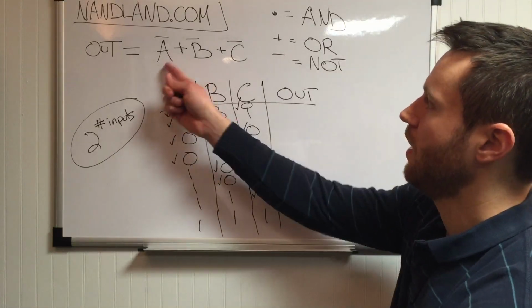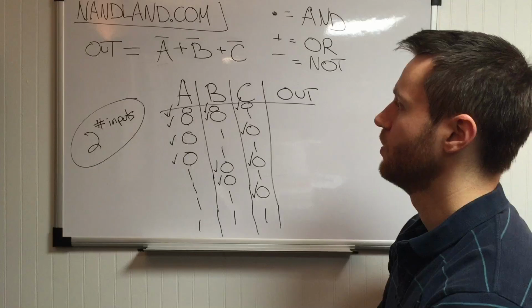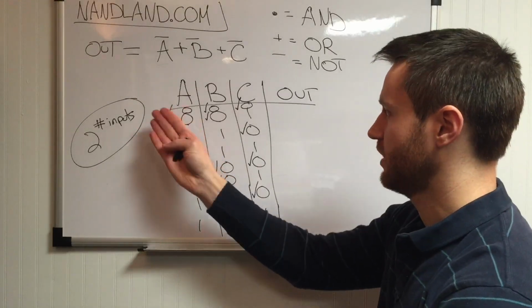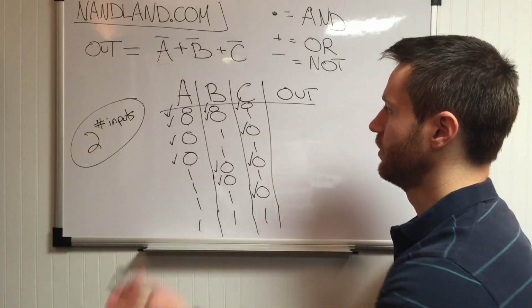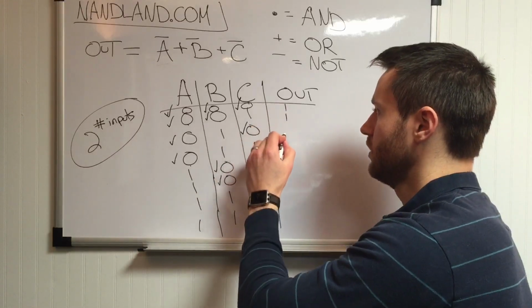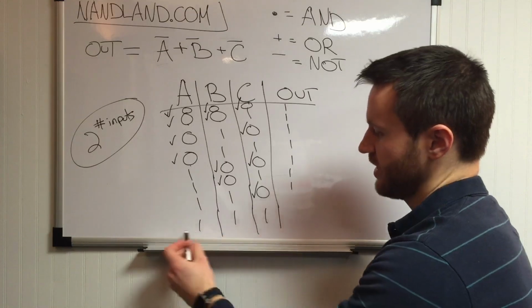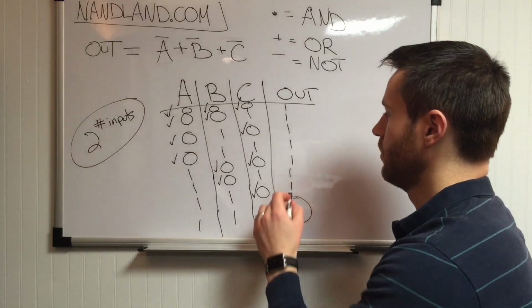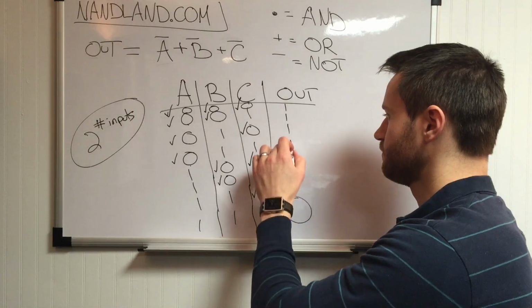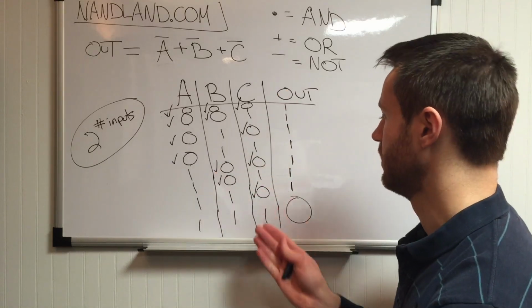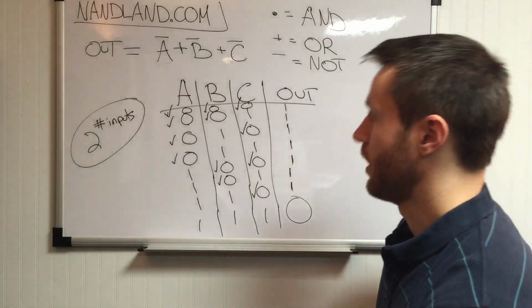Now, these are all ORed together. So if you see any check marks here, that means that this particular line is going to produce a 1. So 1, 1, 1, 1, 1, 1, 1. Here, the very last combination is the only spot where the output is equal to a 0. Every other time, these input combinations are going to be setting the output to a 1.